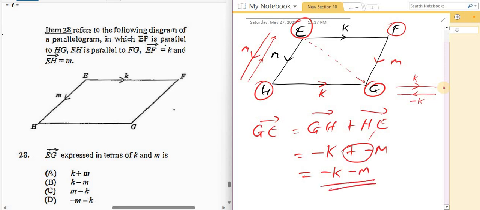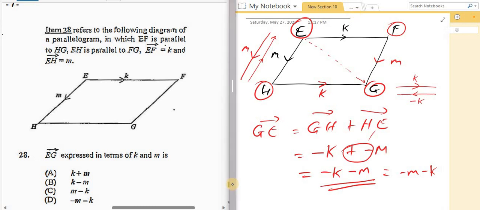So you see they have an answer for that in there? Yeah, D, right? It's the same thing as negative m minus k. Negative k minus m is the same as negative m minus k. G to e. E to g though is the opposite: m plus k, or k plus m.